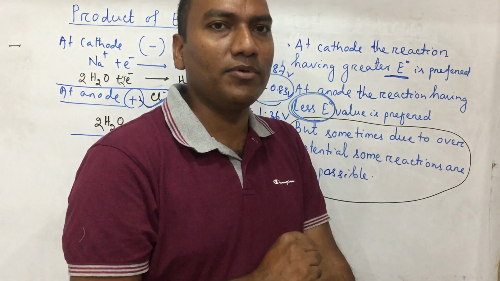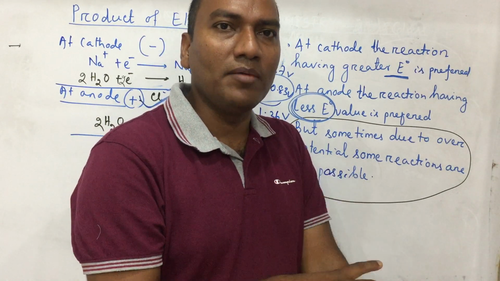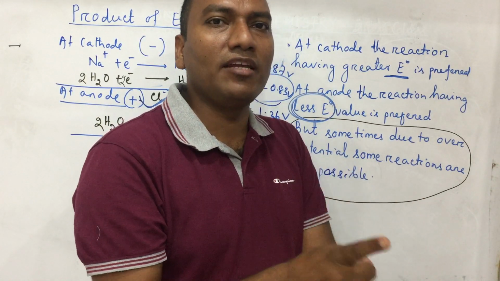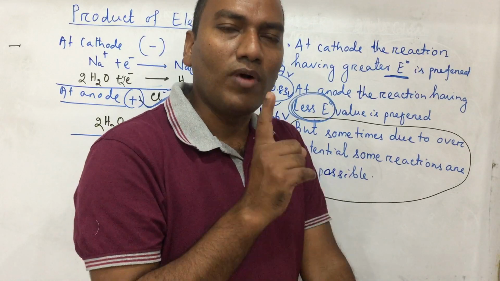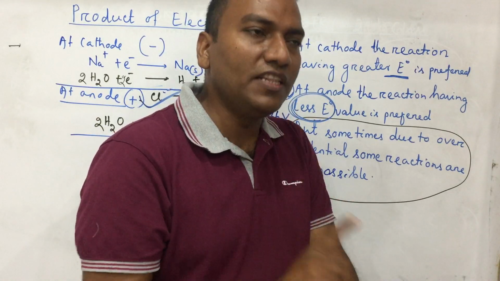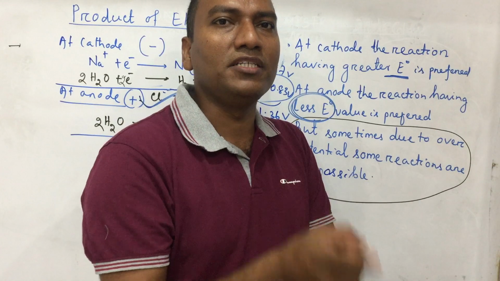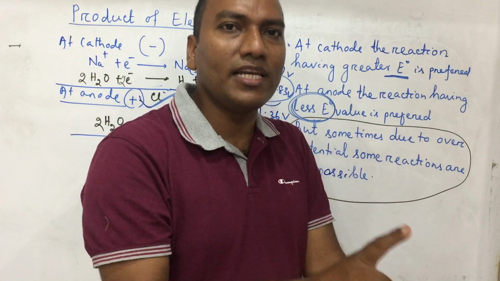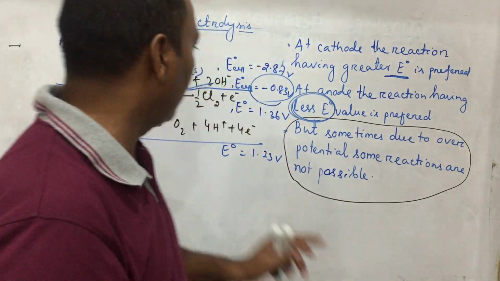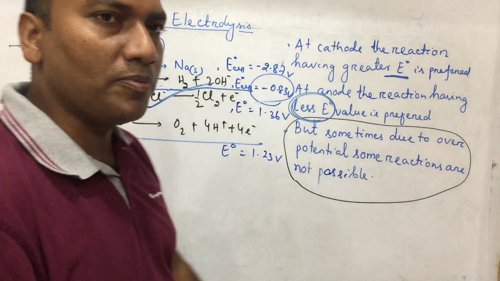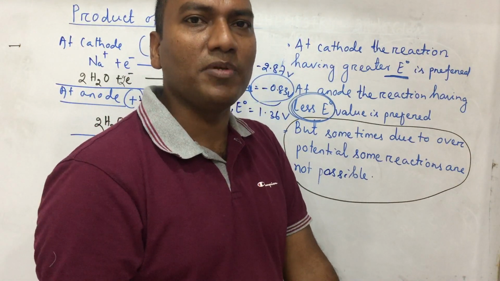So in our syllabus, according to our book, you can remember that only between Cl- and water, water's E° value is less, still this reaction is not possible, due to overpotential. So when Cl- and water come at the anode, which reaction is preferred? The Cl- reaction is preferred.